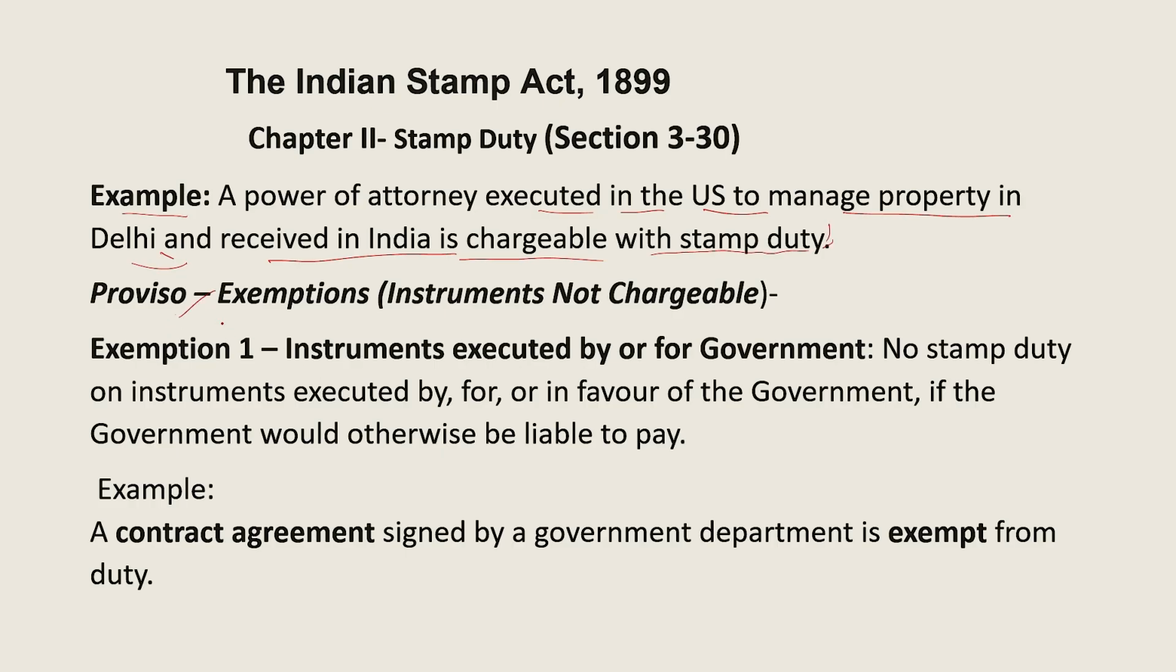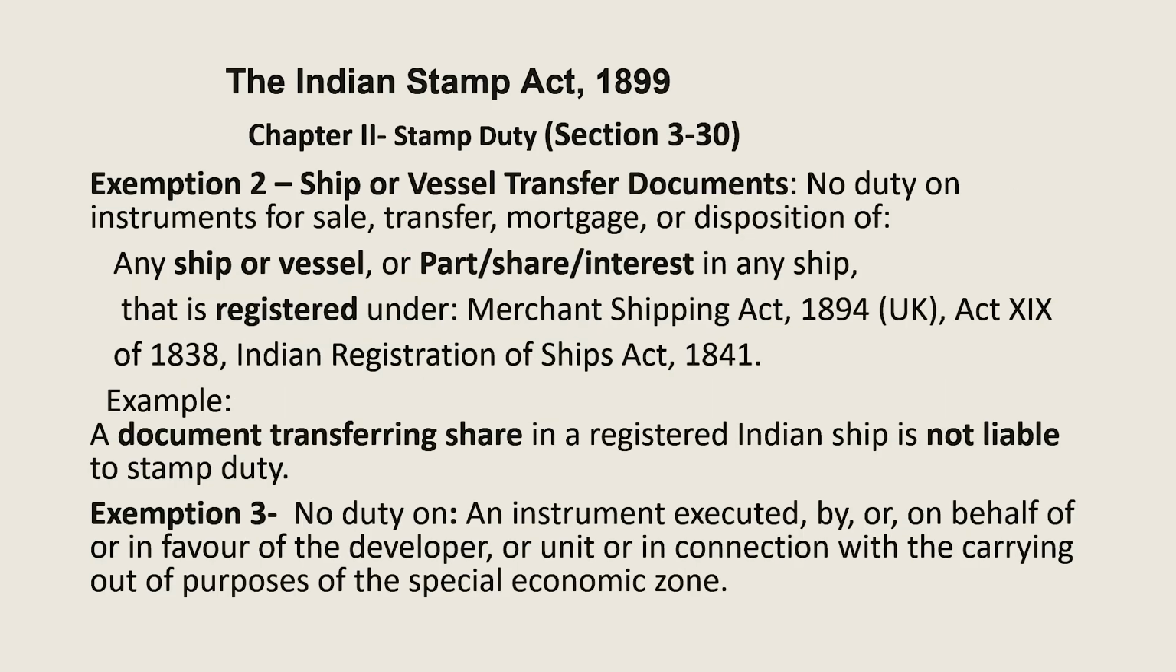Now, there is one proviso to section 3 on which instruments are not chargeable. The instruments in clauses A, B, C are all chargeable with stamp duty in India, but there are some exemptions. Exemption 1 is instrument executed by or for government. No stamp duty on an instrument executed by, for or in favor of the government if the government would otherwise be liable to pay. Let us take one example. A contract agreement signed by a government department is totally exempted from the stamp duty.